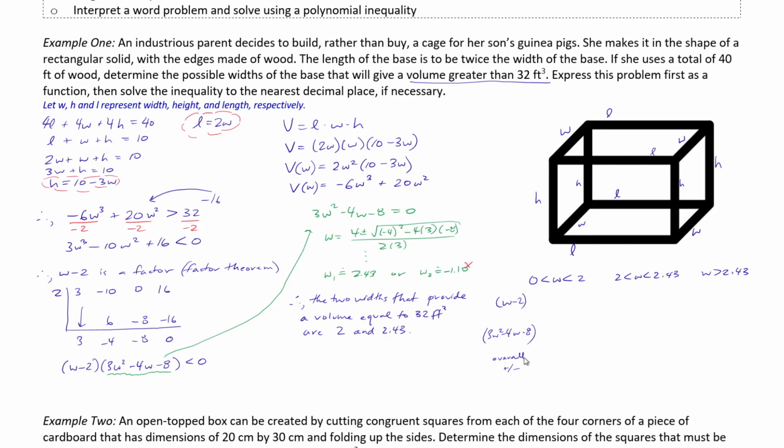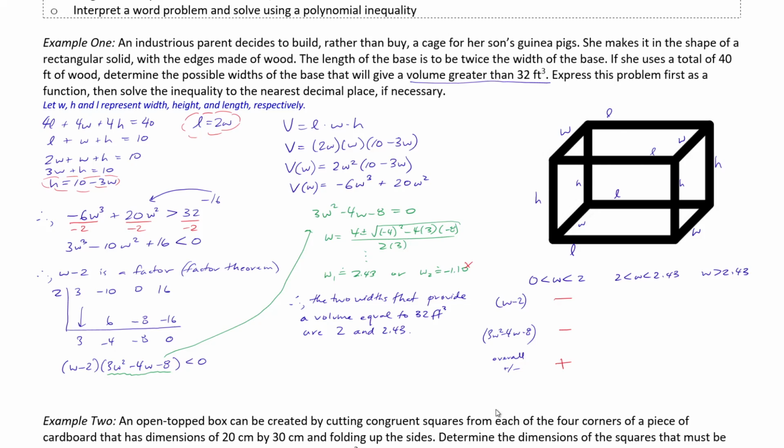Okay, so I'll take a test value between 0 and 2. If I do 1, w minus 2 is going to be negative, right? And if I do 1 here as well, 3 minus 4 is equal to negative 7. Sorry, I apologize. 3 minus 4 is equal to negative 1. And then negative 1 minus 8 is equal to negative 9. So what we'd have there is we still have a negative. So negative times a negative overall gives me a positive.